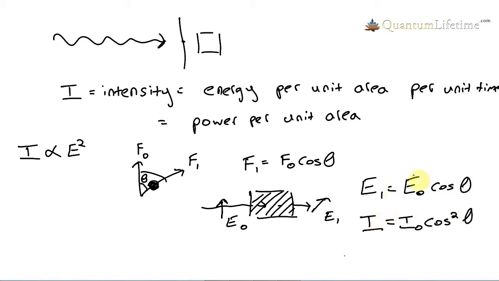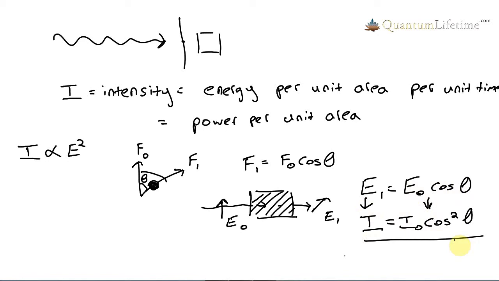because the intensity is not directly proportional to the electric field strength. We have to square this to get the resulting intensity, and we have to square this to get this. So this is called Malus's law, and it says that when light passes through a polarizer, the resulting intensity is the original intensity times the cosine squared of theta, where theta is the angle between the original polarization angle of the polarized light and the polarization angle of the polarizer.